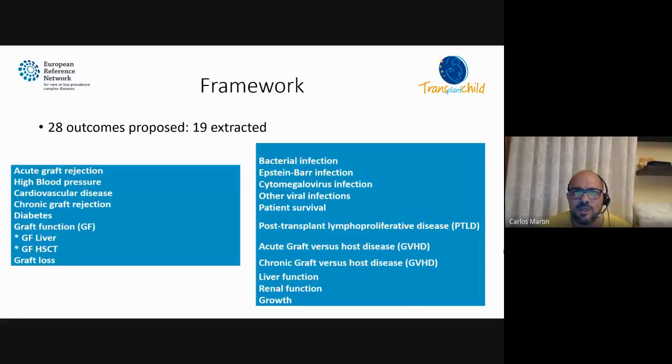So related to these questions, we have designed or defined 28 outcomes. These outcomes were proposed by all the experts from the ERN. And finally, we have extracted data only for 19 because some of them were not reported in any of the studies.